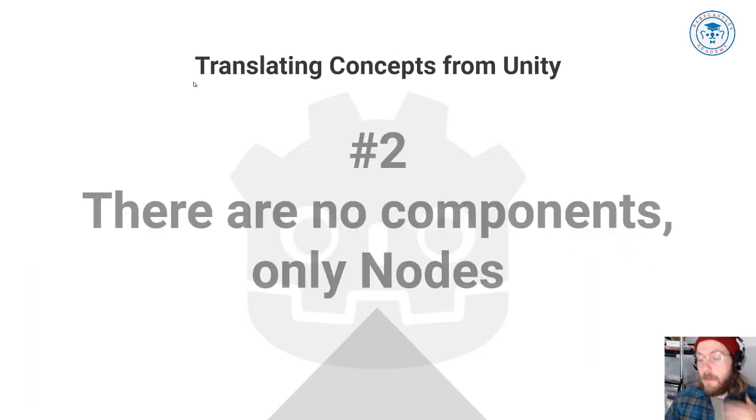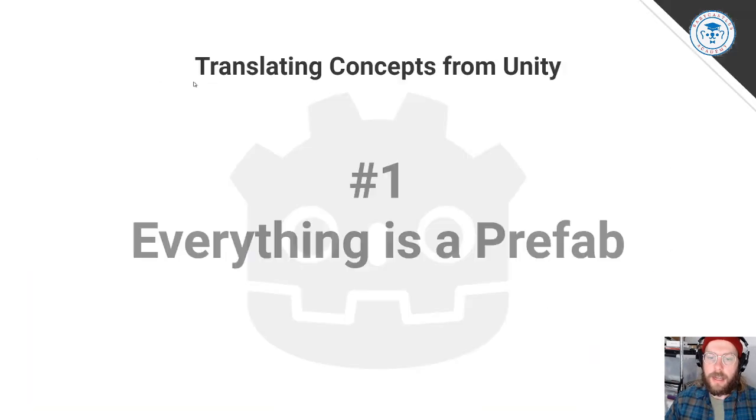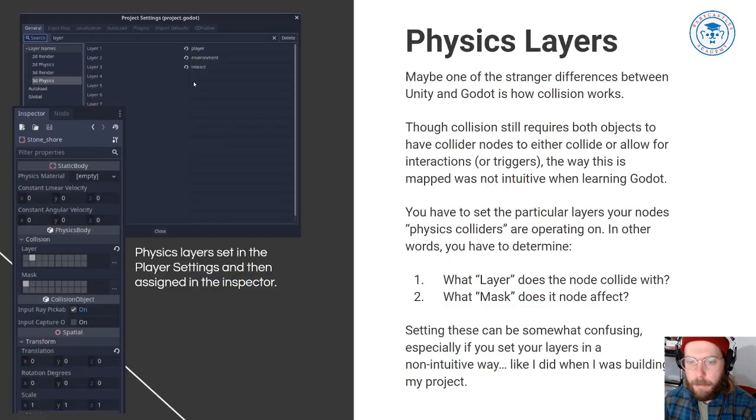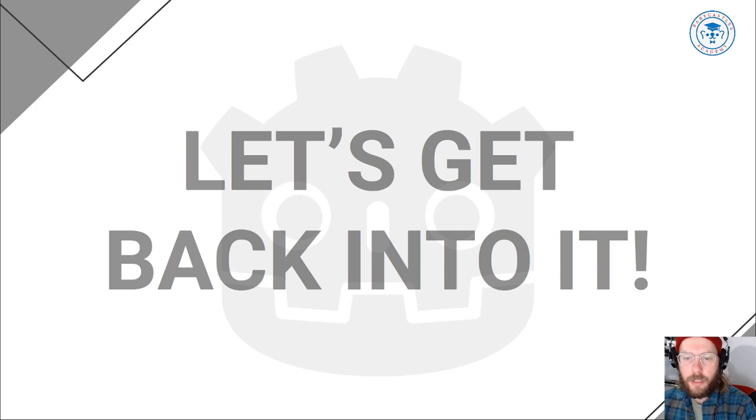There are no components, there's only nodes, and everything is a prefab. Which is to say that whatever scene you create, and whatever scene tree you create, can be instanced in any other scene basically as much as you want. Okay, so let's jump back into Godot.